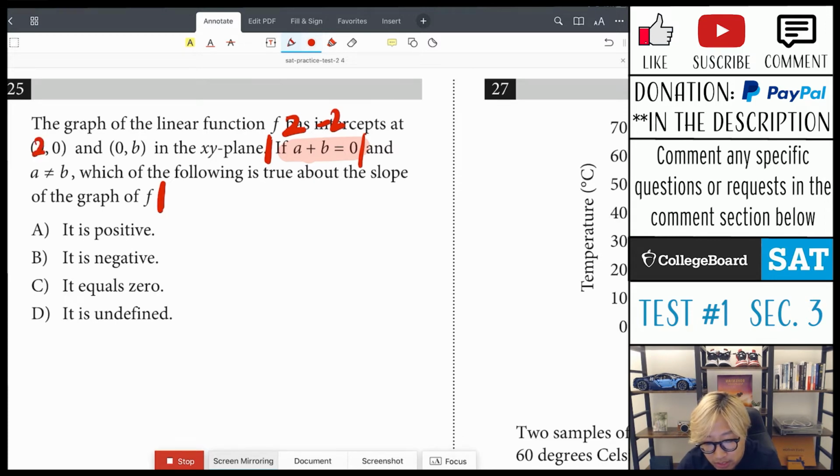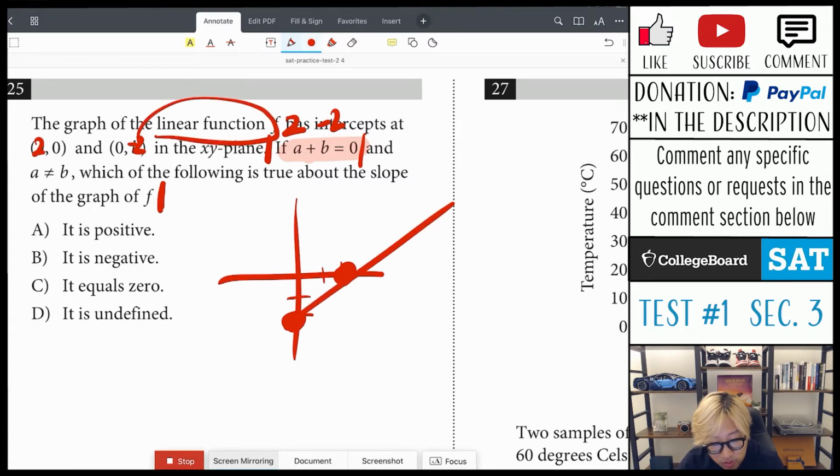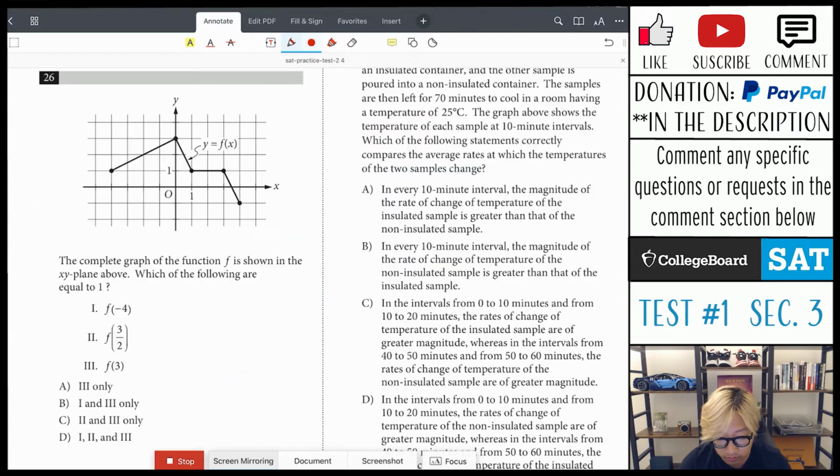So 2 and -2. You know what? Let's just do this. 2, 0. That's right there. 0, -2. That's right there. And they want a linear function? Yeah, just draw a line. What do we know about this? Slope, it's positive slope.